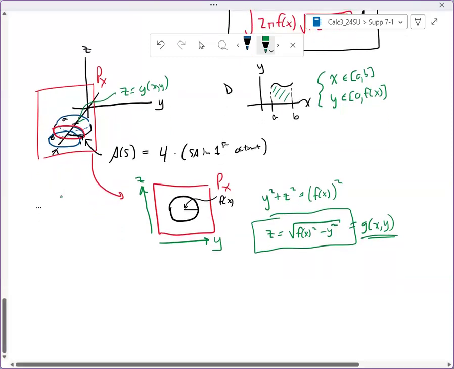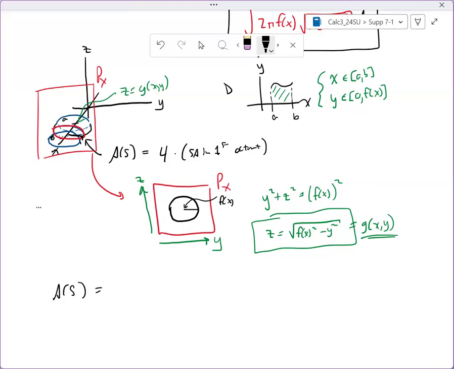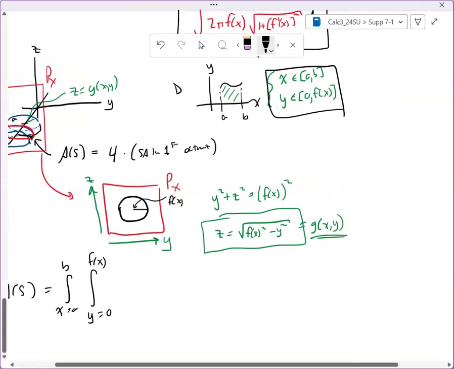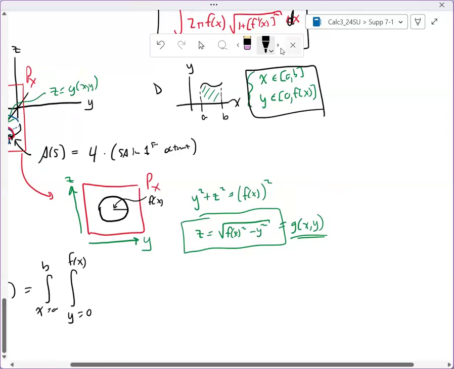Okay, so I think we are ready to set things up here. So my surface area is what? Well, it's the integral from x equals a to b, just coming back up here, y equals 0 to f of x. And of course I need to do my integrand next, which is a little bit messy, so I'm going to come over here and do it off to the side.